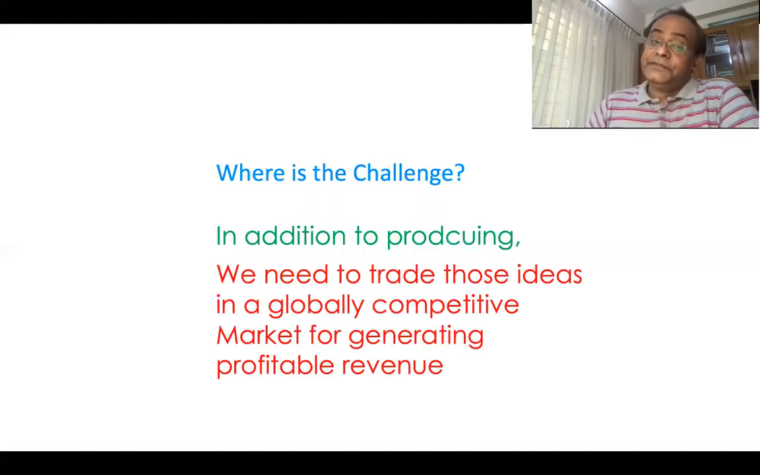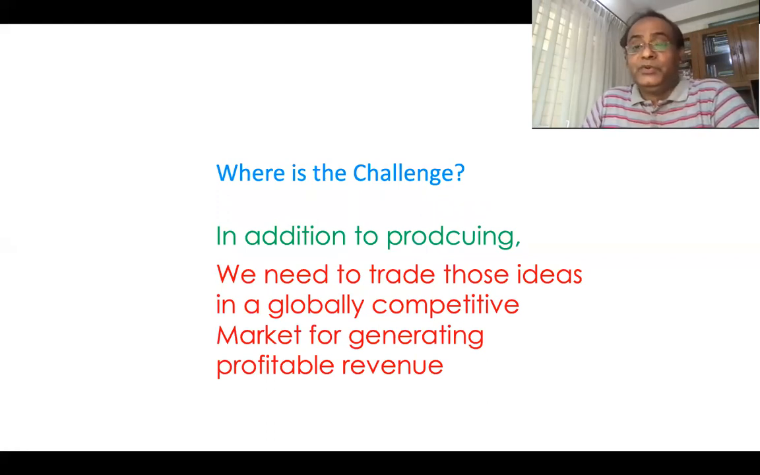Now, where is the challenge? Well, we need to learn electrical and computer engineering. We need to gather the knowledge. We need to acquire the capacity of advancing the knowledge. That is one challenge. The second challenge is producing ideas. That means we need to be creative. But until and unless we trade those ideas in the market, in a globally competitive market, at profit, we are not going to succeed in producing economic value creation.